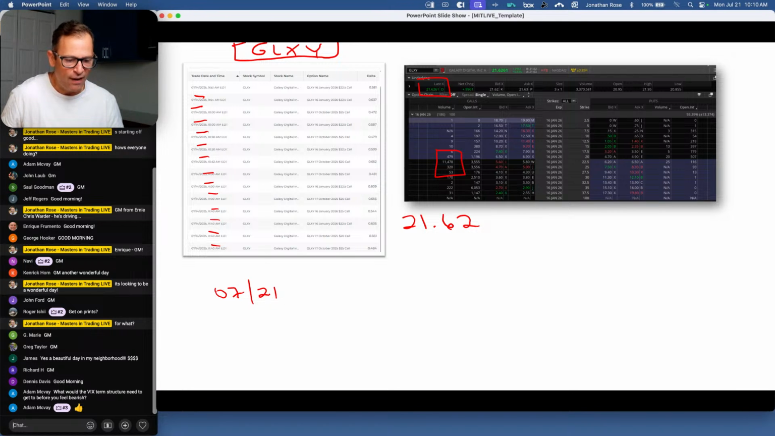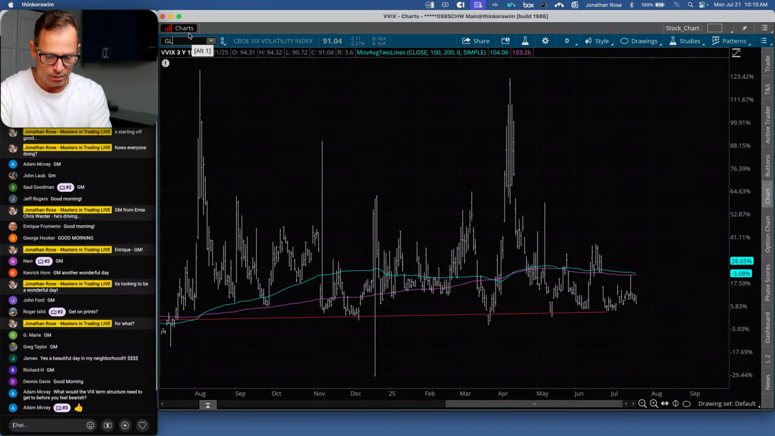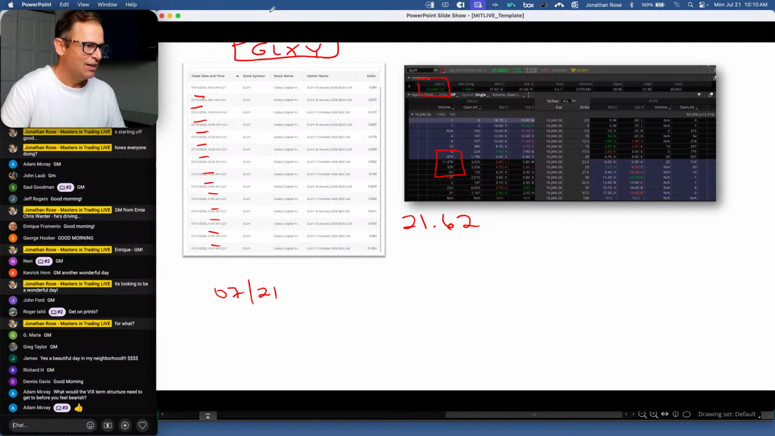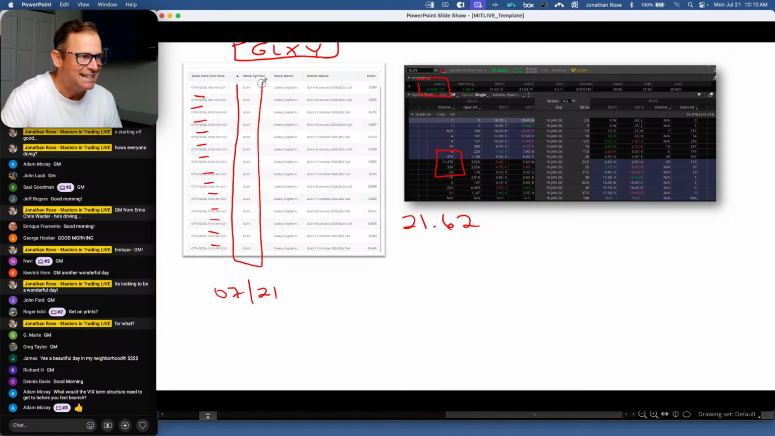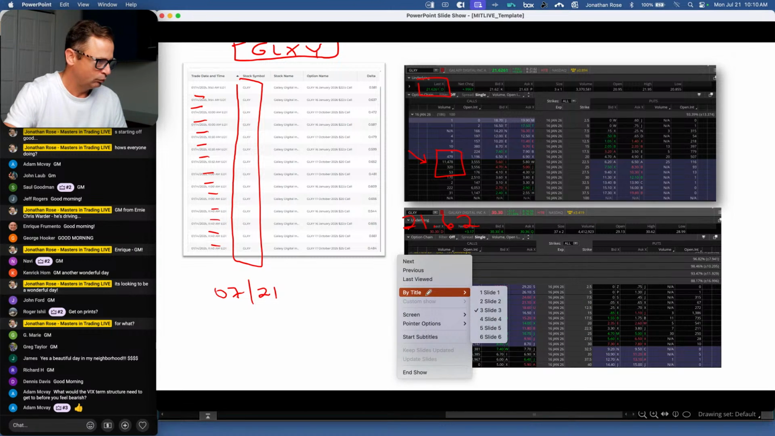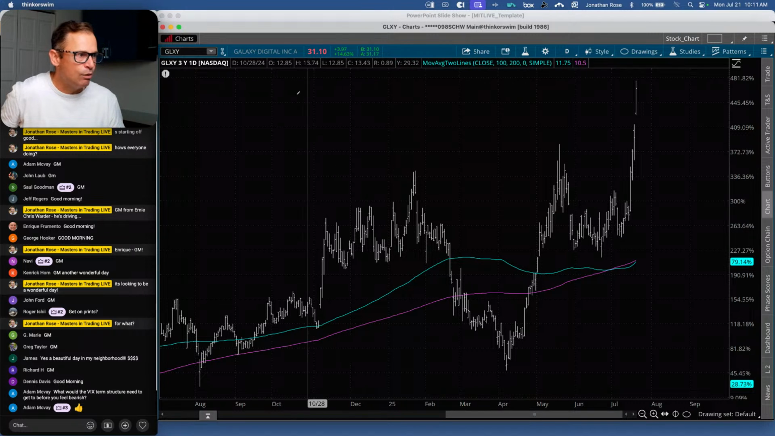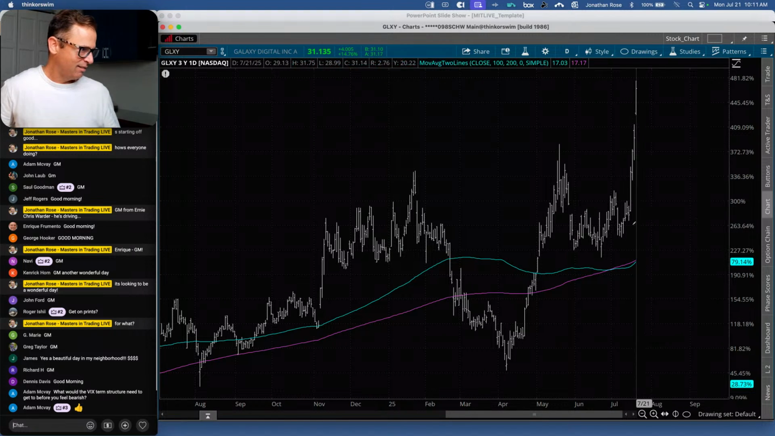Let me show you why we follow unusual option activity. What in the heavens? So look at this, guys. Last week, 0714, we saw monster buying in Galaxy, GLXY, trading on 21.62, 11,000. Well, $30.30 was this morning, and right now it's trading 31.10.